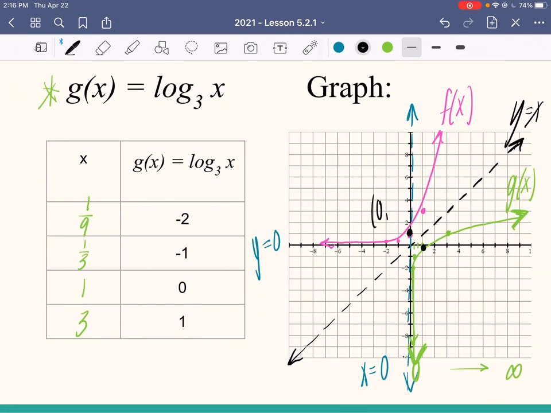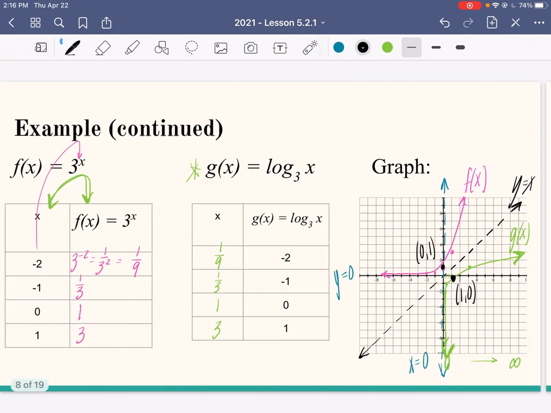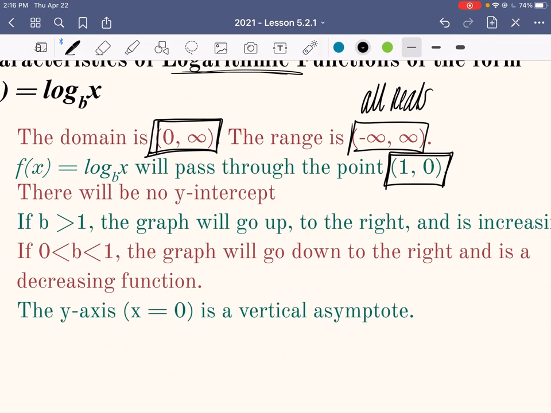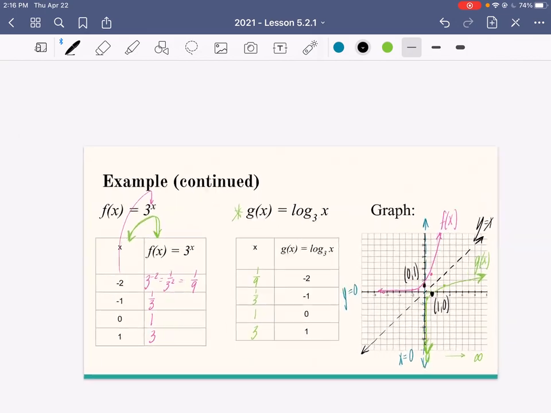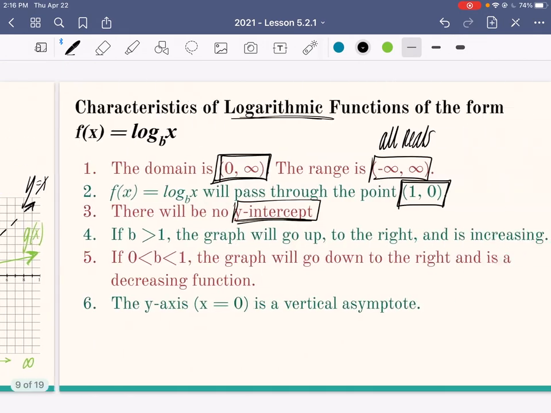This is passing through the point (0, 1). Now logarithmic functions are going to pass through the point (1, 0) unless they've been transformed. There's going to be no y-intercept. Just like for exponentials, there's no x-intercept. It never crosses the x-axis. This one is never going to cross the y-axis, so no y-intercept.